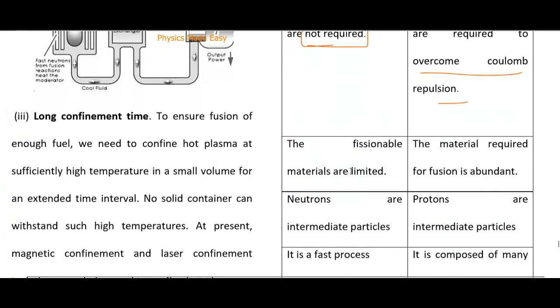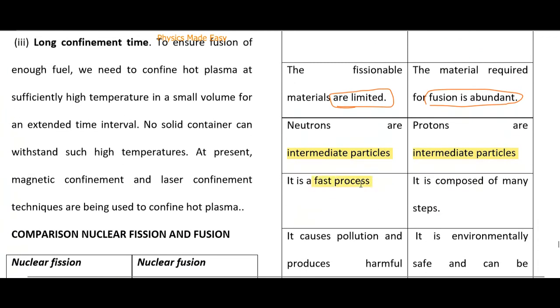And the next is that fissionable materials are limited, but fusible materials are in abundance. That's why the world is trying to make nuclear fusion take place. In fission reaction, neutrons are intermediate particles. In fusion, protons are intermediate particles. It's a fast process. It is composed of many steps. There are many steps in it.